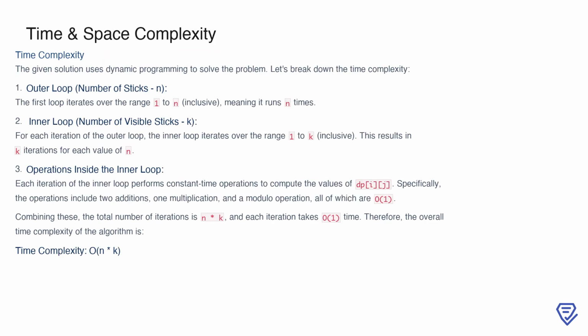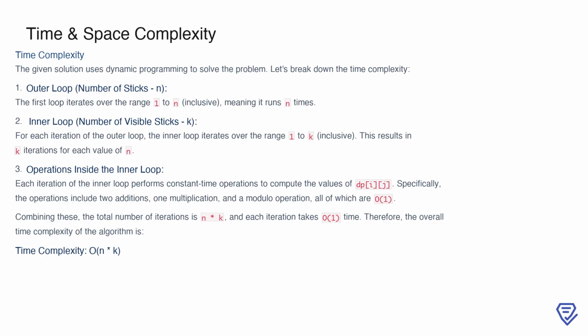Now, let's analyze the time complexity of the dynamic programming solution. The algorithm relies on 2 nested loops. The outer loop iterates over the number of sticks, from 1 to n, meaning it runs n times. For each iteration of the outer loop, there's an inner loop that iterates over the number of visible sticks, from 1 to k, resulting in k iterations for each n.